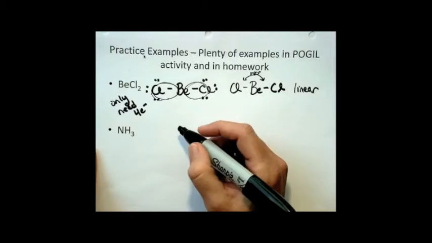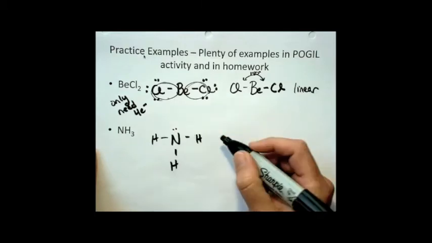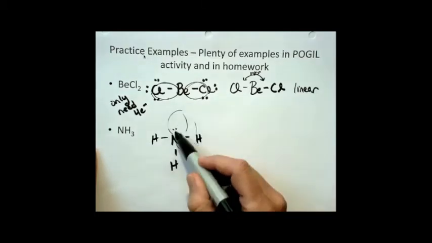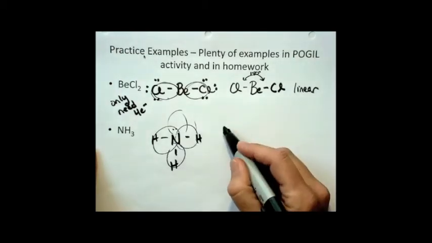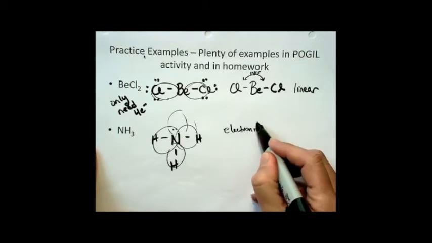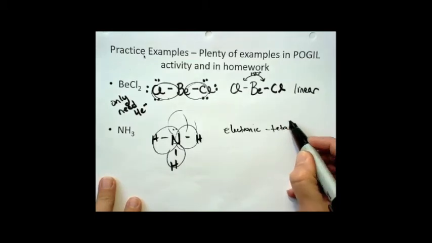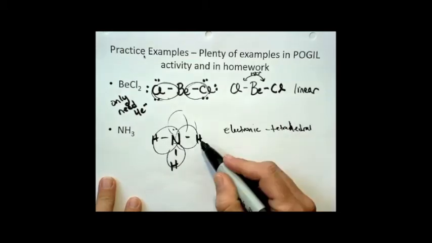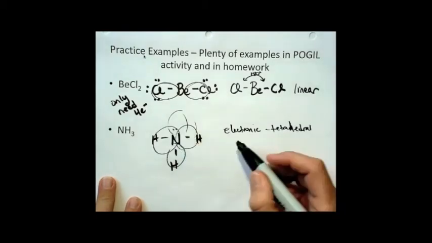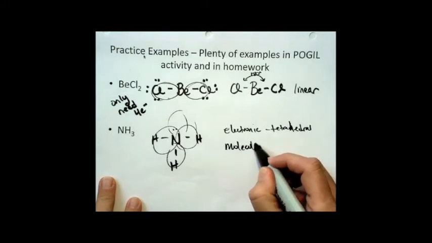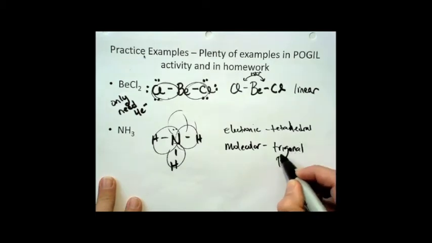And then ammonia, of course, we've seen this a gazillion times. You have the Lewis structure that looks like this. You have a total of 1, 2, 3, 4 regions of high electron density, or electron domains. That tells me that the electronic structure, or the electronic geometry, is tetrahedral. But since one pair of electrons is a non-bonding pair, the molecular geometry is going to be trigonal pyramidal.